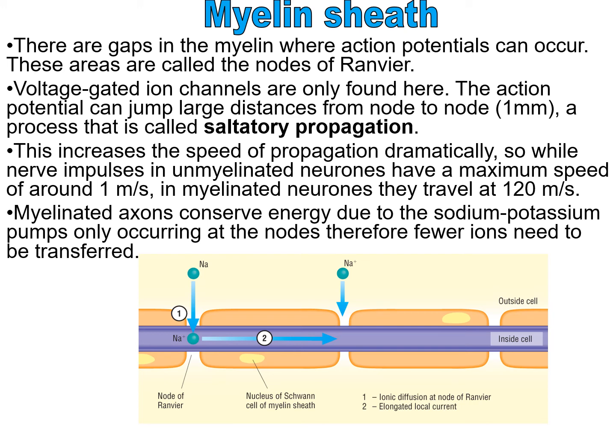So myelinated axons conserve energy because there's less energy being used by the sodium potassium pumps. If you don't have myelination, you have a maximum speed of about 1 meter per second, which is obviously pretty quick, but myelinated neurons can travel at 120 meters a second, making the nerve impulse much quicker.